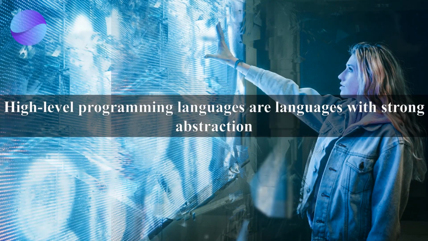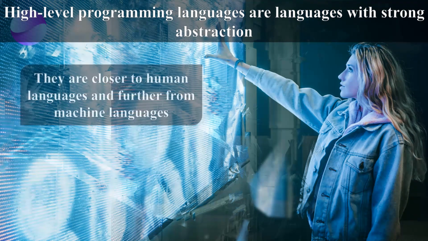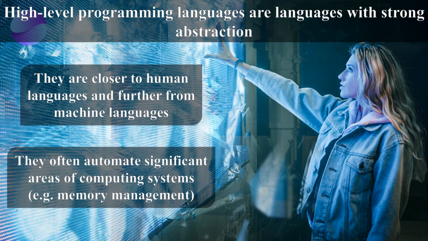So, high-level programming languages are programming languages with strong abstraction. It means that they are closer to human languages and further from machine languages. They may also automate significant areas of computing systems for you, things like memory management. But the key is that a high-level language allows the programmer to write programs using words and phrases native to human beings, that then gets converted into the more complex machine code that is then run by the CPU, which is like a computer brain.